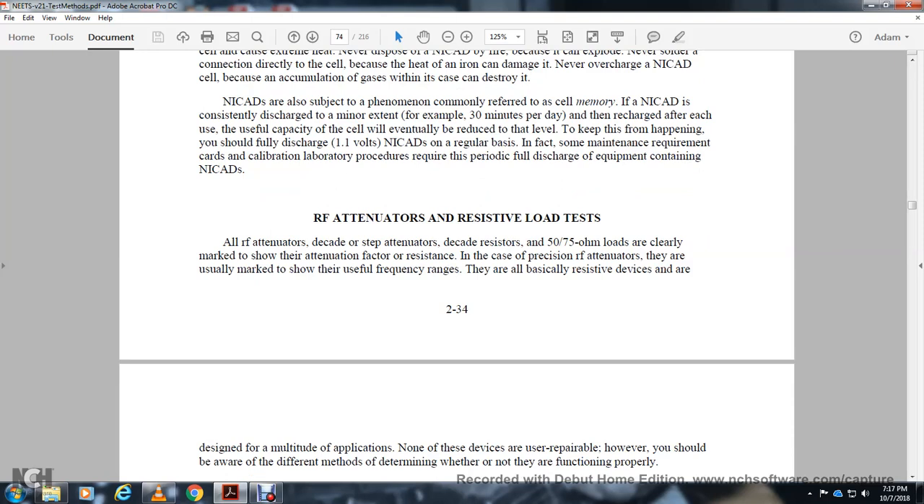Radio frequency attenuator, resistive load type. The radio frequency attenuators are of the resistive type, with 50 to 75 ohm loads clearly marked with a shade for the attenuation factor of the resistive load and the precision of the radio frequency attenuator. They are usually marked to show the frequency range of their basic resistive elements.